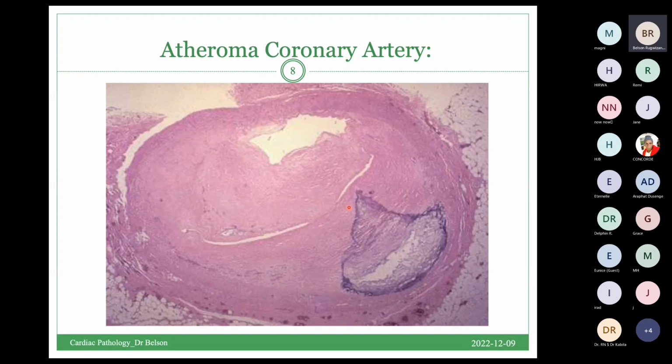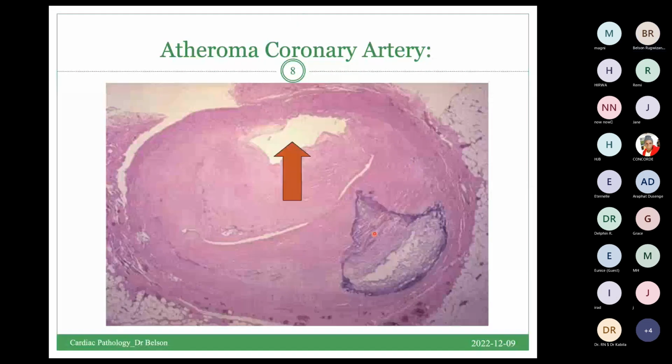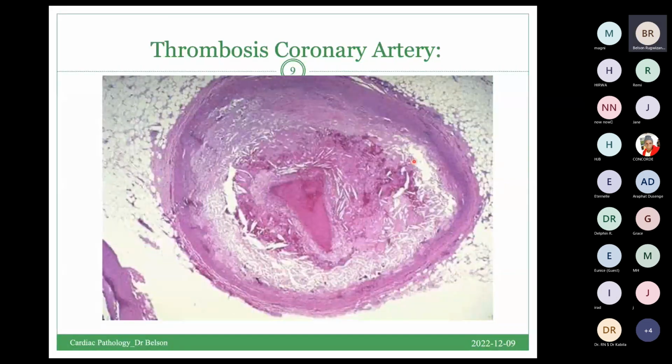And here, when there is atheroma, as the atheroma grows, there will be additional calcification. These blue things are the calcium deposits. So that is the lumen, and this is the calcification in the atheroma. Here it is almost completely occluded by the thrombosis.